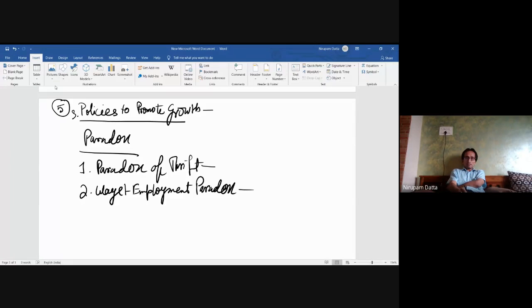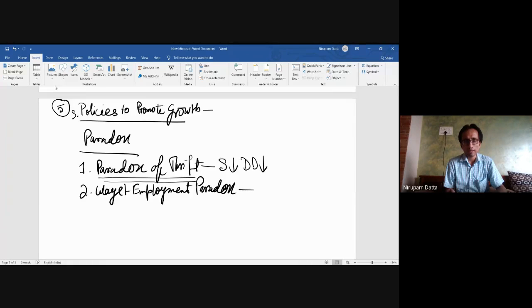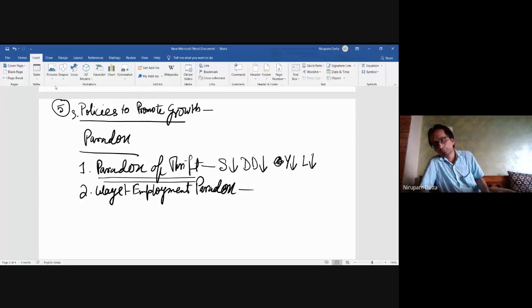But what Keynes actually said is that what is true at the individual level may not be true at the macro level or the aggregate level. So if, following a given individual, all the individuals in the economy keep on saving rather than consuming, what happens? Demand will fall. And as demand falls, according to the Keynesian theory, output will fall. And as output falls, employment will fall. And as employment falls, income will fall. So if income falls, there will be a fall in effective demand.